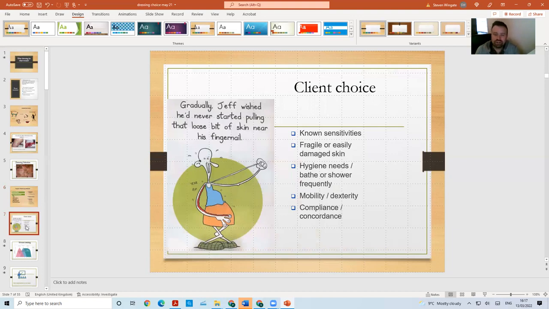So the client's choice, it's always about the client's choice and an informed choice here. But again, knowing how sensitive the person is, knowing how fragile the skin around the area is. So there's no point dressing a wound if we're going to cause further trauma to outside the wound with poor dressing choices. We need to think about the hygiene needs of this person. So how are they going to bath or shower? Is this going to affect their dexterity and mobility? So are we causing a knock-on effect here as well? And we need to be thinking about other complications that we spoke about earlier.